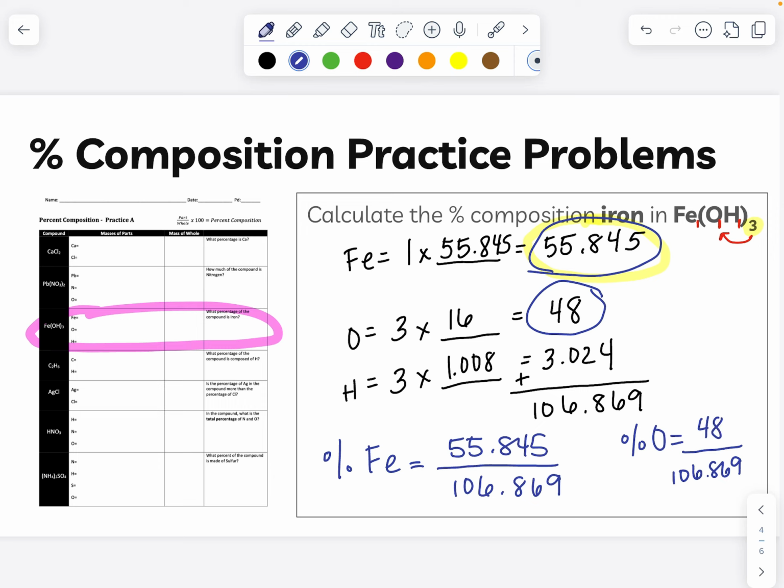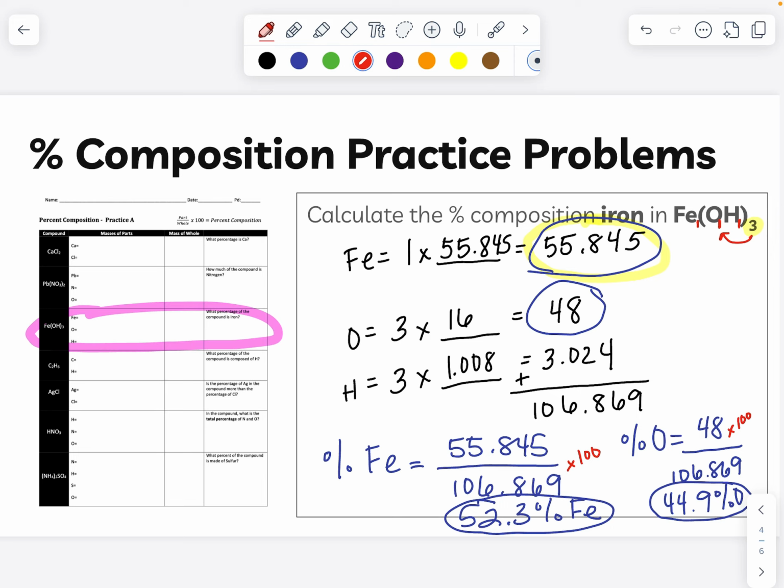So if I wanted to do my math now, I can go to my calculator and then I can do all of my division. And then don't forget, you have to multiply by 100 to get that percent. It comes out to be around 52.3% iron. And then it comes out to be about 44.9% oxygen. And again, I have multiplied my decimal when I first did this division. Don't forget, you have to multiply by 100 at the end to get your final answer. Okay?